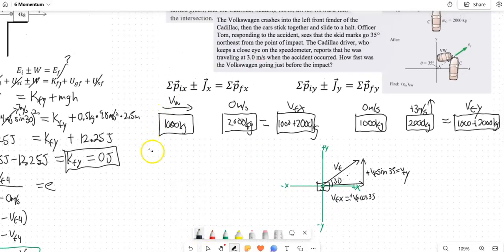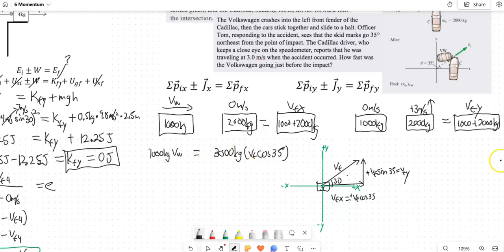So the Volkswagen's momentum is going to be 1,000 kilograms times VW, plus 0, which is going to be equal to 3,000 kilograms times v final cosine of 35 degrees. Okay, so this is going to be important. We're going to need that.